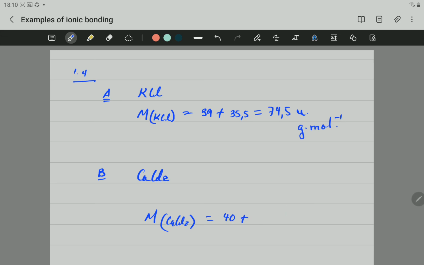40 plus chlorine, which is 35.5. However, note you have 2 chlorines. So it's 2 times 35.5, and that will give you the mass of the formula unit for this specific compound. And the answer is 111 units. The actual unit is grams per mole, but we're going to speak about that later. So for now, you can keep it as unit. That is how to calculate.